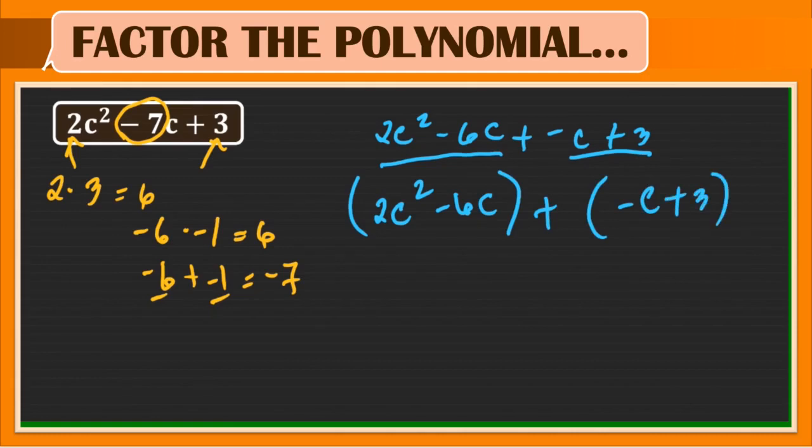Let's factor out the GCMF of each group. 2 and 6, the common factor is 2, and the variable c. So the remaining quotient is 2 divided by 2 is 1, c squared divided by c is c.